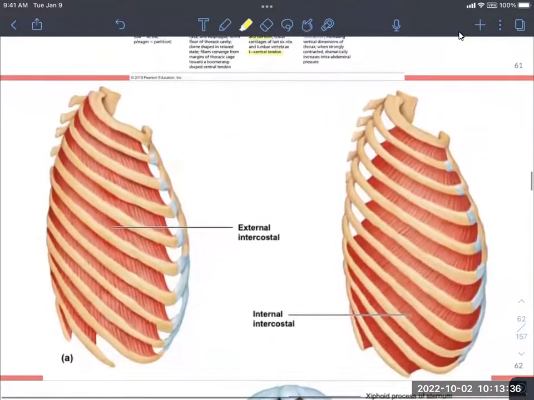If we look, those external intercostals are going to traverse in a more posterior direction. The internal intercostals are going more in an anterior type of direction here.